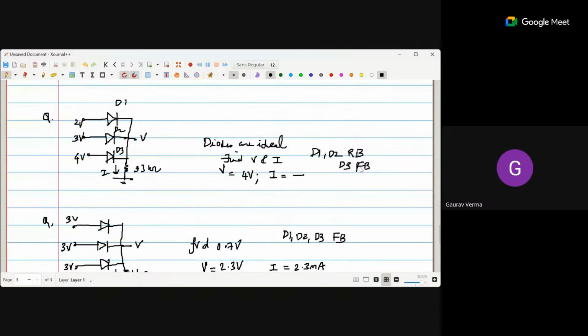In this 2, 3, 4 ladder question, if instead of grounding this resistance, we have a 5 volt battery connected there with positive on the upward side, then none of the diodes will be in the forward bias case, is it right? Correct. Yes, that becomes all of them reverse biased.